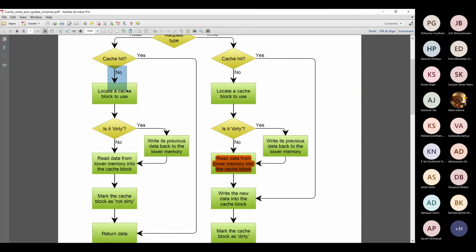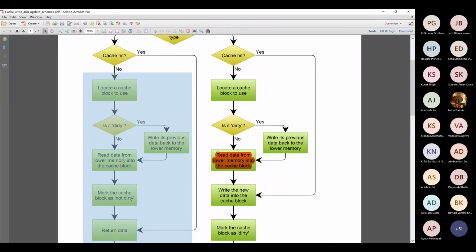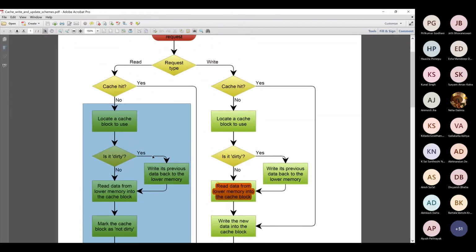This actually confuses a lot of students, and even when I was a student and studied this scheme for the first time, it confused me. When you have come to this portion of the diagram, you do not have the block you need in the cache. It is a completely different block from the one that is sitting there in the cache location. First, that has to be evicted. It has to be kicked out, and the block that you need has to be brought in.